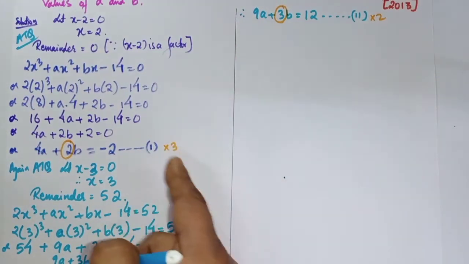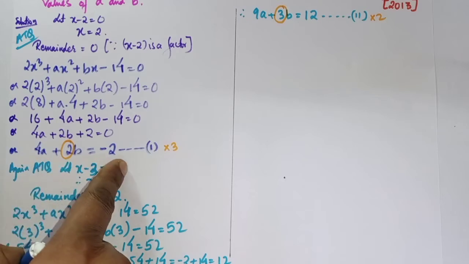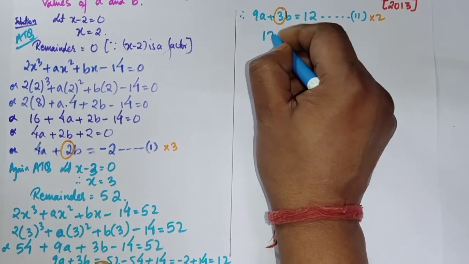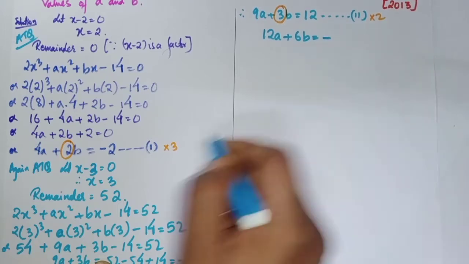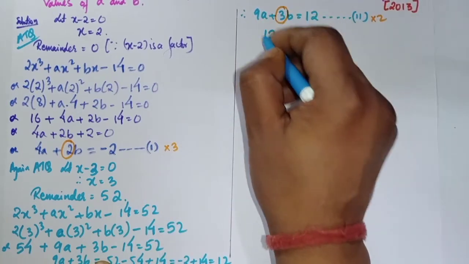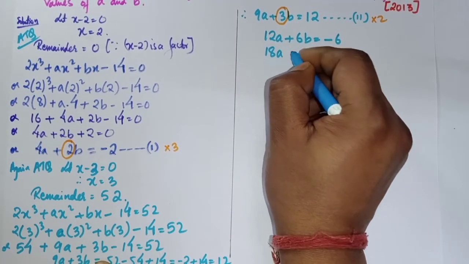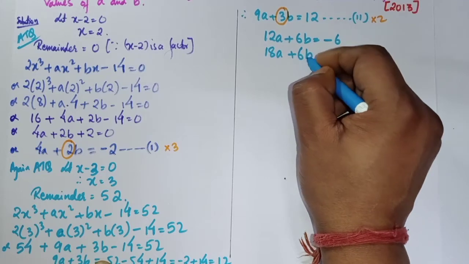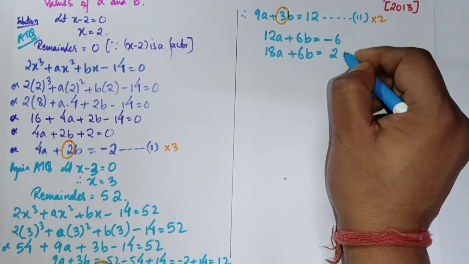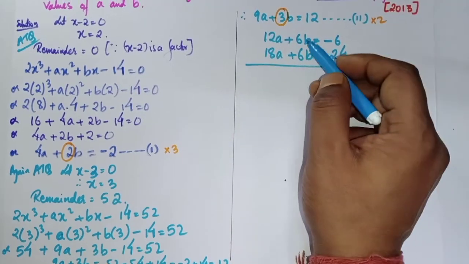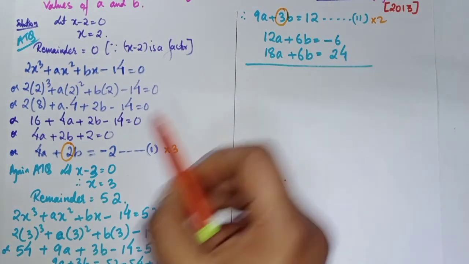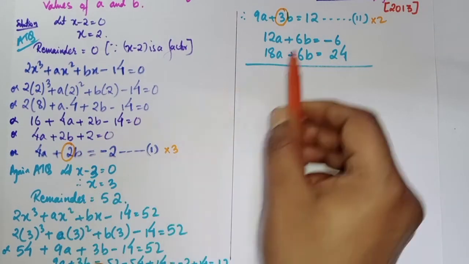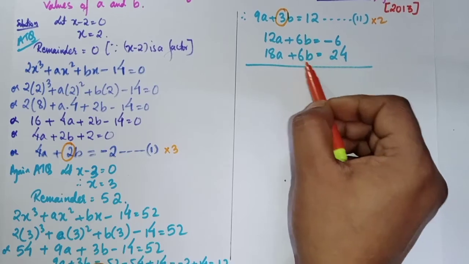When you multiply, you have to multiply the whole equation. 3 4s are 12a plus 3 2s are 6b equals minus 3 2s are 6. Now 2 9s are 18a plus 3 2s are 6b equals 12 2s are 24. Now you can see the coefficient of b is the same. In the elimination method, that is why we multiply: 3 2s are 6, 3 2s are 6, to make the b coefficients the same.